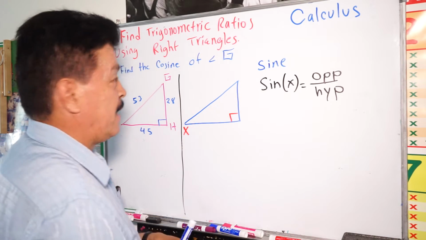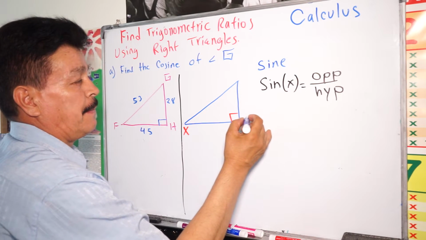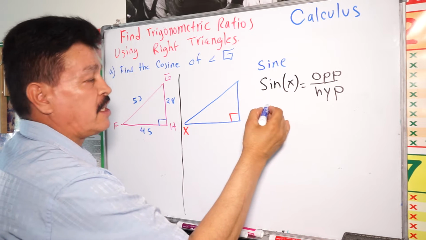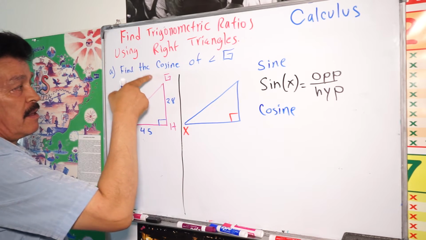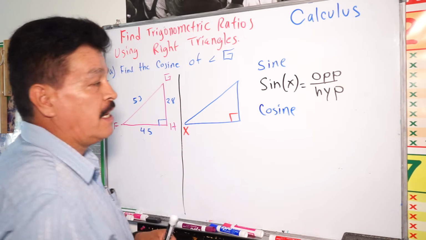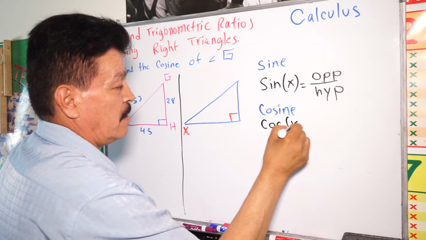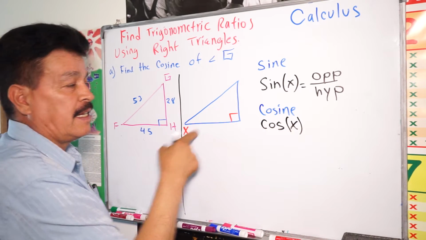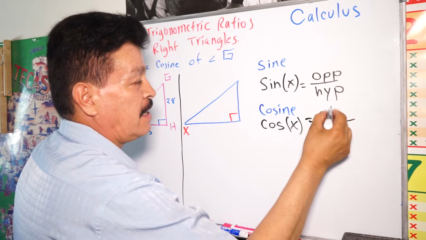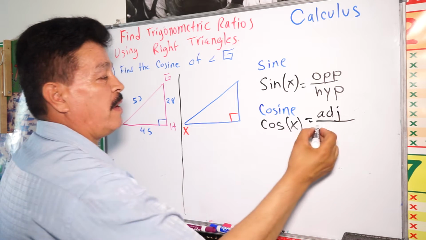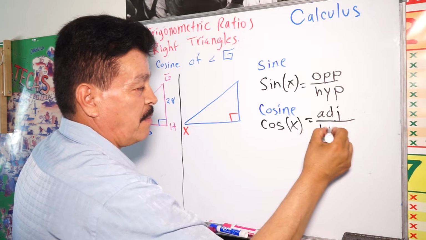So we have another ratio here, the next one is cosine. This is our problem, it's about cosine. We write cos of angle X equals. The formula is adjacent cathetus over hypotenuse. This cathetus we are talking about, over the hypotenuse.